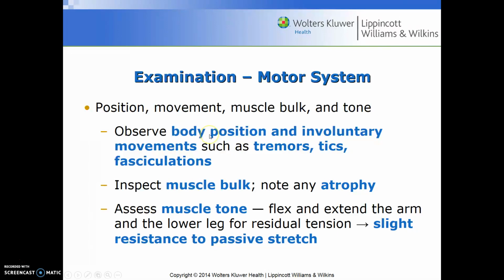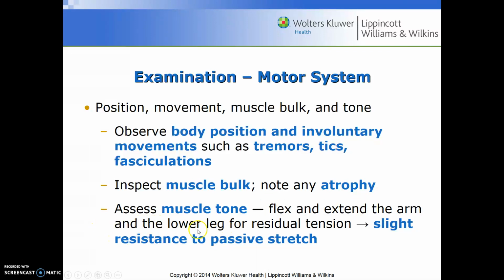So let's look at an examination. We're looking at position, movement, muscle bulk, and tone. We're going to observe body position, involuntary movements such as tremors, tics, or fasciculation. Inspect the muscle bulk. Note any atrophy, and whether that's bilateral or unilateral. And also assess muscle tone.